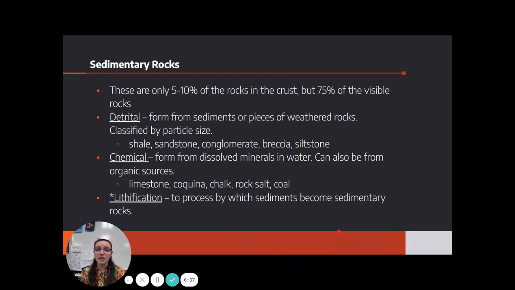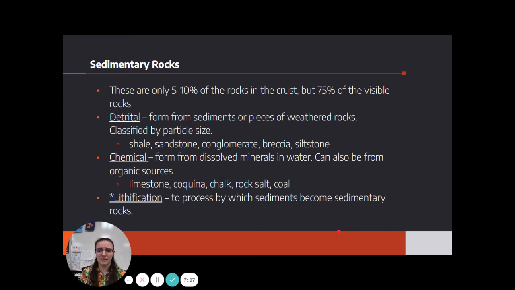Next, we have sedimentary rock, and sedimentary rocks are only 5 to 10% of all of the rocks on Earth, but they are a large majority of the visible rocks. 75% of the rocks that we can see on the surface of Earth are sedimentary. Most of the rocks underground are igneous. And sedimentary rocks are broken into two different groups, detrital and chemical.